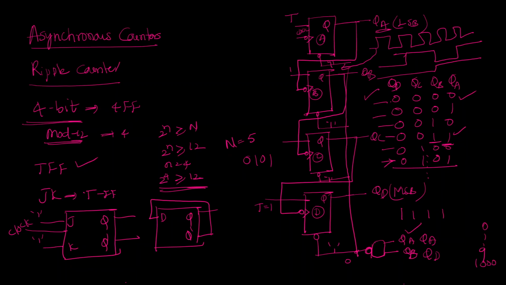Mod 10 counter, 0 to 9 is 10. So for mod 10 counter, directly you need to connect it to 9. 9 is 1001, right? So QA QD, of course. That is the BCD counter. BCD counter is also known as mod 10 counter. Mod 10 is 0 to 9. So likewise, one can design any variety of asynchronous counter. Is that clear?